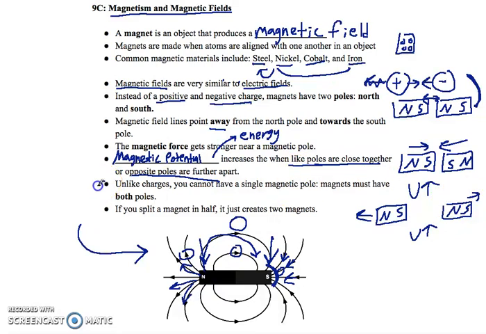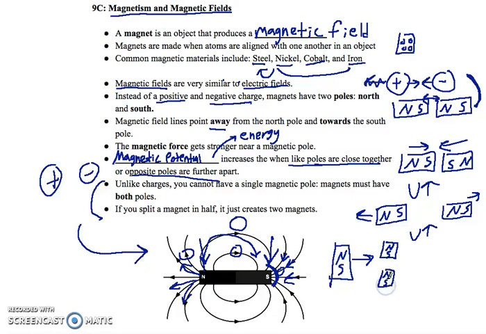And the last thing to note is that you can't have a single magnetic pole. It's not like charges where you could just have a single positive or a single negative. Magnets have to have both poles. So it's not like electric charge. You always need to have a north. You always need to have a south. If you were to take a magnet and just split it into two smaller magnets, they would both have both a north and a south pole. So you can never just have a north or a south pole. You need both. So that's basically magnetism.